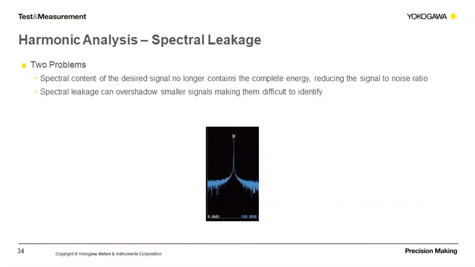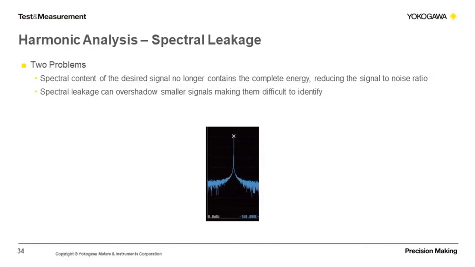Spectral leakage is not due to the FFT, but due to the finite observation time. This gives rise to two problems. One, the spectral component of the desired signal no longer contains the complete energy. Rather, it also contains the energy of the adjacent components and noise, thereby reducing the signal-to-noise ratio. And two, the spectral leakage from the larger signal component may significantly overshadow other smaller signals, making them difficult to identify or detect. This is due to an increased noise floor.